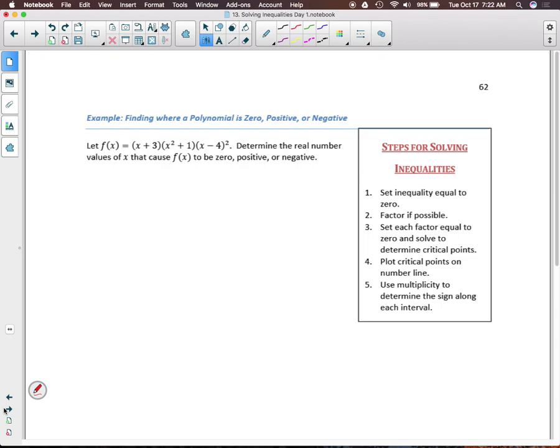So now we have this thing where we don't have a graph. It's a little bit trickier when you don't have a graph because you visually can't see when it's greater than or less than 0 for the y values. So what we end up doing is following these 5 steps over here. We set the inequality equal to 0, we factor it. Then we set each factor equal to 0 and solve to determine what we call critical points. Then we plot those on a number line, and we use multiplicities to determine signs. So that's a bunch of gibberish.